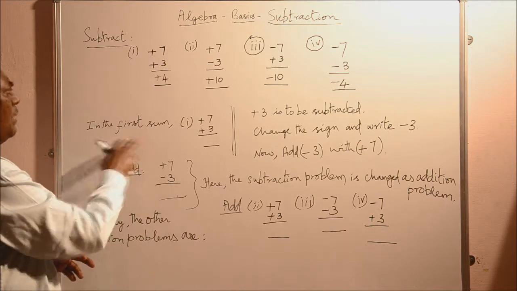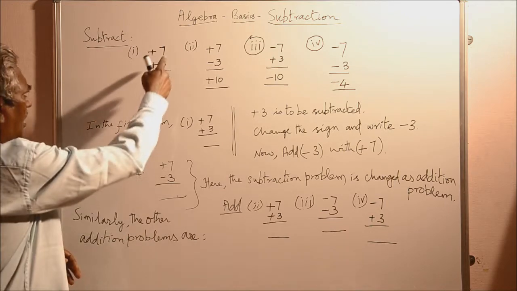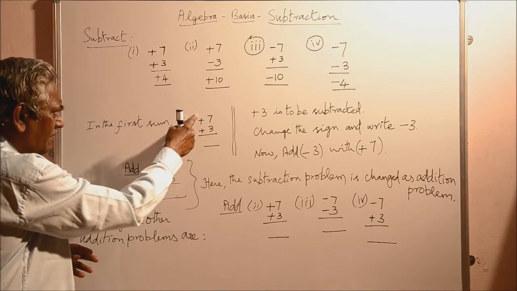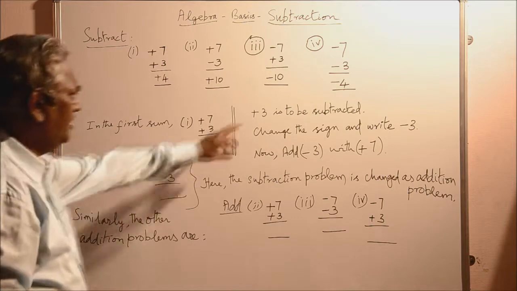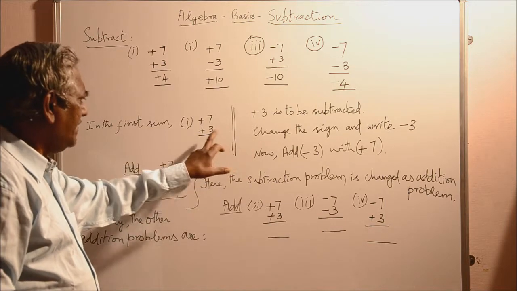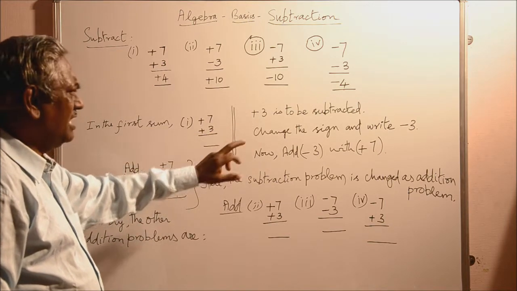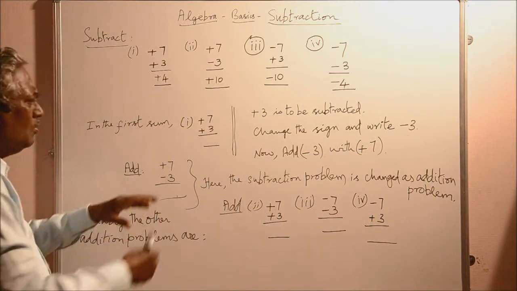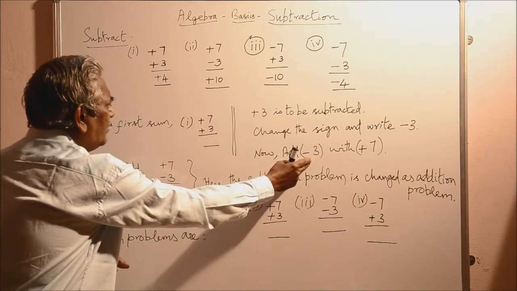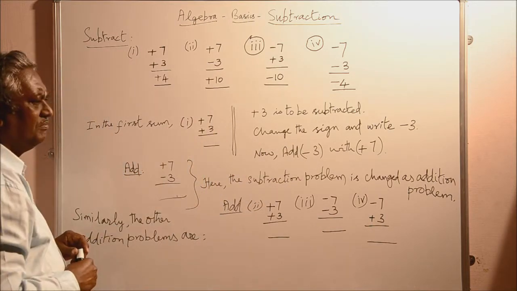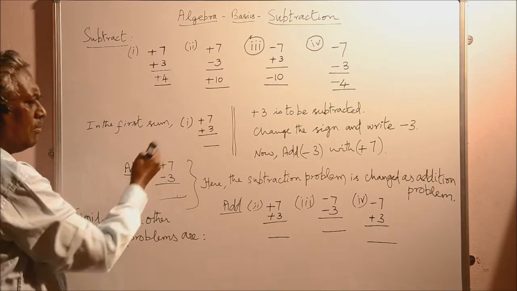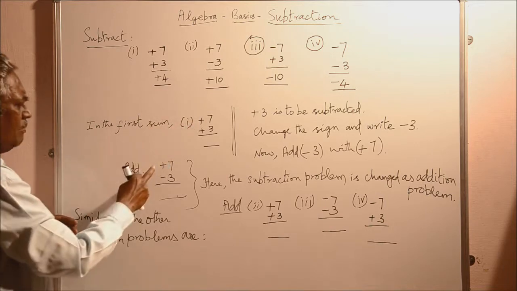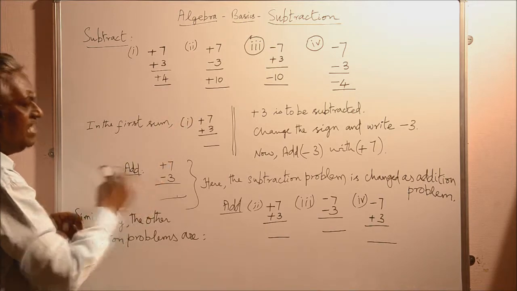In the first sum, plus 7 minus plus 3. That is plus 3 is subtracted from plus 7. Plus 3 is to be subtracted. Here we change the sign of plus 3 and we write it as minus 3. Now we have to add this minus 3 with plus 7. So this subtraction problem is changed into addition problem. See, that is changed as plus 7 added with minus 3.